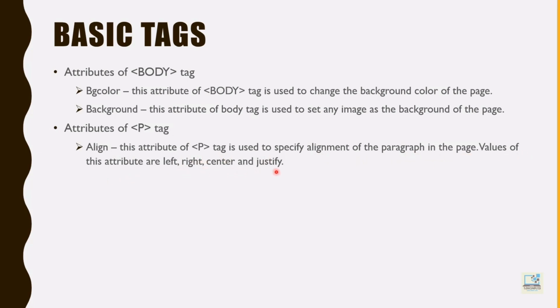Means there can be 4 types of alignments: left alignment, right alignment, center and justify. Now let's see examples to understand these attributes.